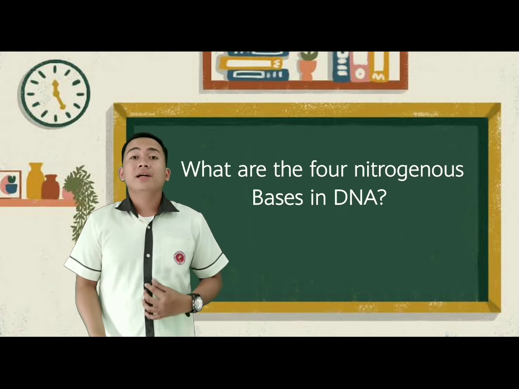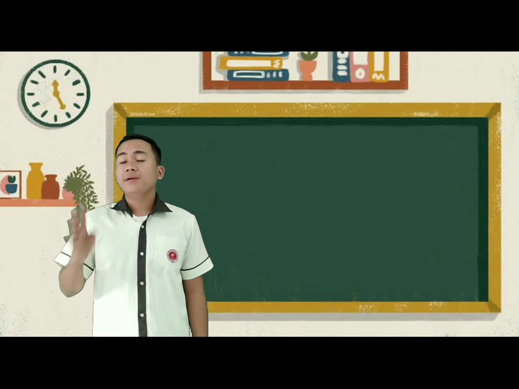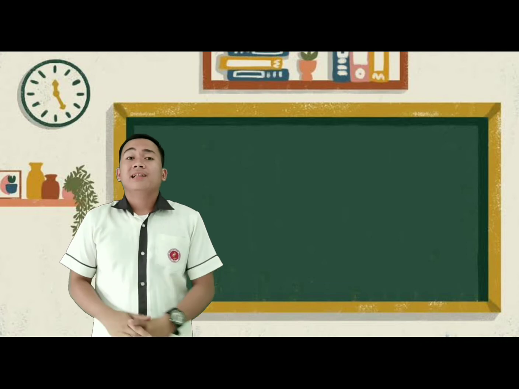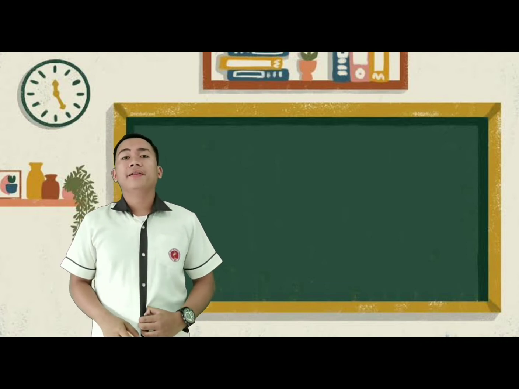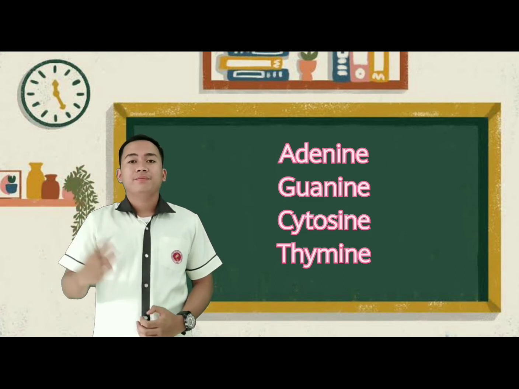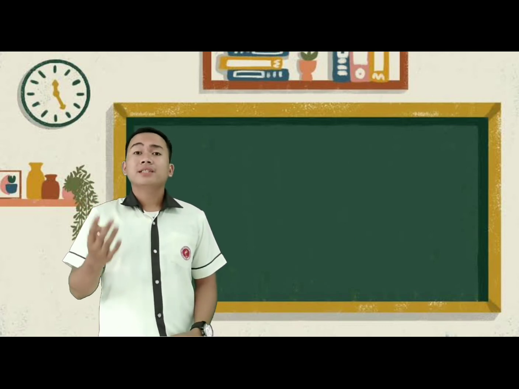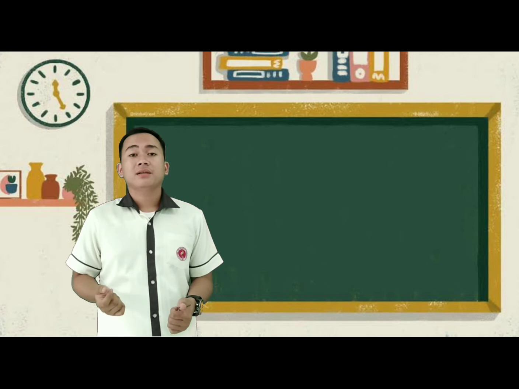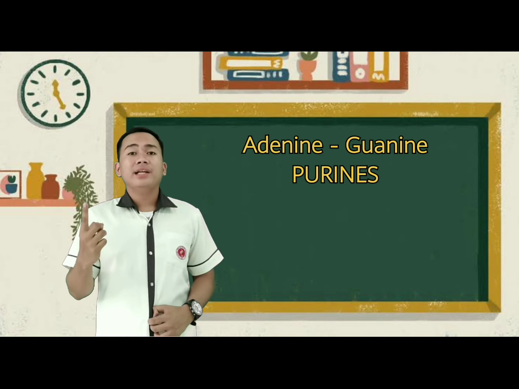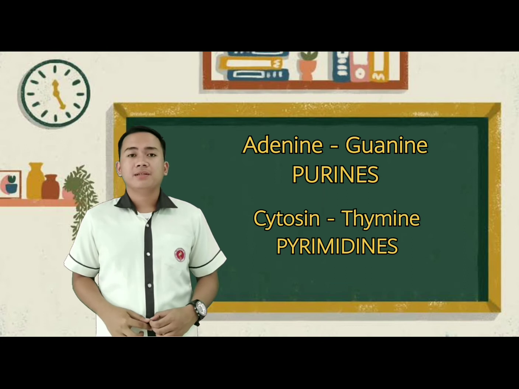Okay, so what are the four nitrogenous bases in a DNA? Anyone? Okay, Chancille. Very good. The four nitrogenous bases in DNA are adenine, guanine, cytosine, and thymine. Okay, so among the four nitrogenous bases, what pairs are considered as purines? What about pyrimidines? Okay, adenine and guanine are purines, while cytosine and thymine are pyrimidines.